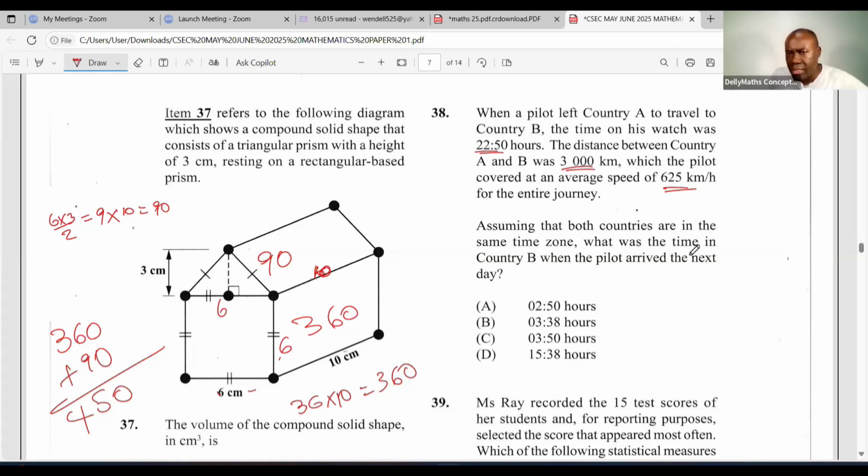Because what is the time in country B when the pilot arrives the next day? Okay, so you left at that time, no problem. We have the distance, we have the average speed, so we could find that. Now all you're going to do is take that 3,000, that is the distance, and divide by the speed. So you divide your 3,000 by your 625, and it's going to help us find the time that it took.